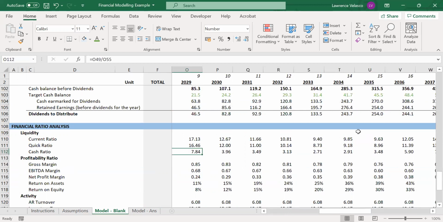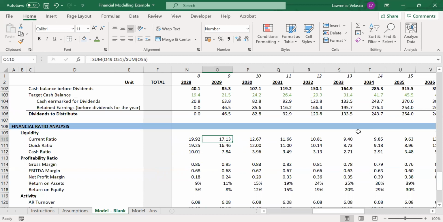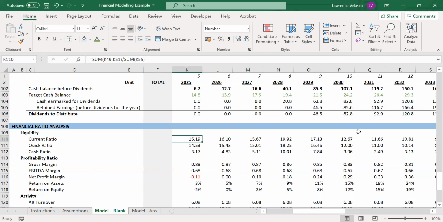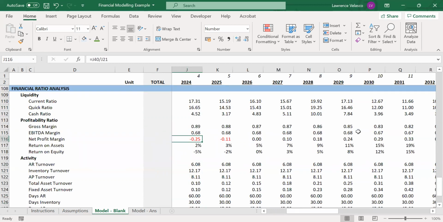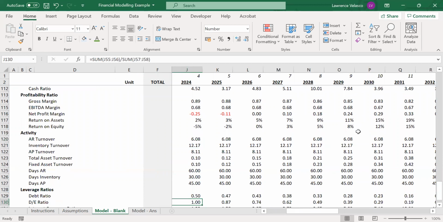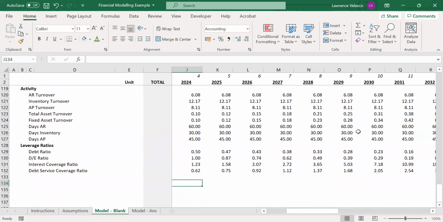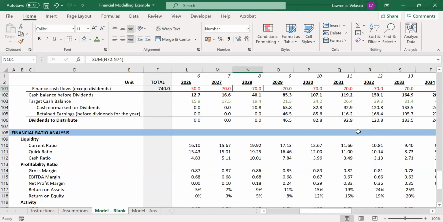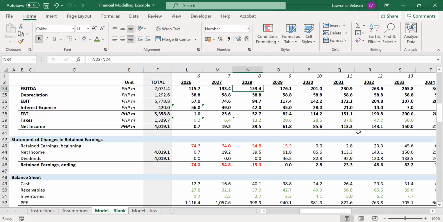No? Masyado bang maraming receivables? Masyado malaki ang current ratio, it seems. Baka there's a way for us to reduce it. Right? You can also get the profitability ratios, turnover ratios, leverage ratios, and you can do your financial analysis there. Okay? So here, we have already solved the financial model.